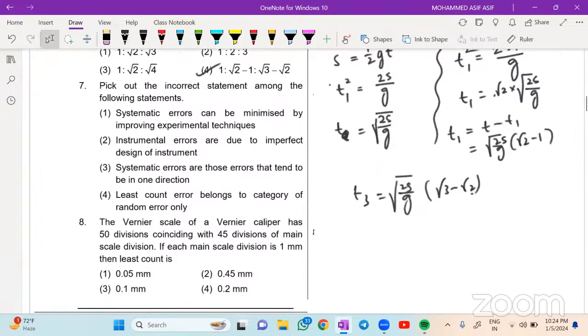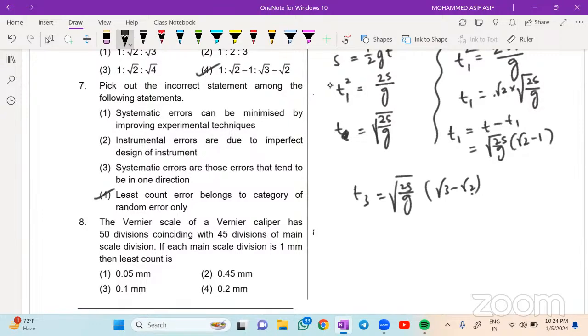Seventh one. Pick out the incorrect statement among the following statements. Systematic errors can be minimized by improving the experimental techniques. Instrumental errors are due to the imperfect designs of instruments. Systematic errors are those errors that tend to be in one direction. Least count error belongs to the category of random error only. So least count error with a limited size occurs both in systematic and random errors. Isn't it? The incorrect statement is 4.